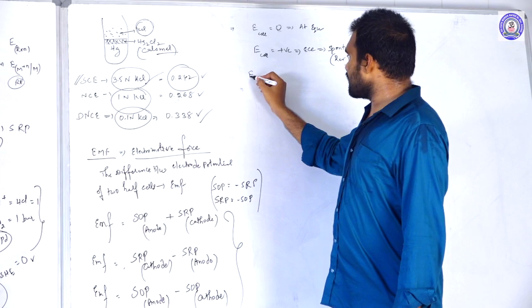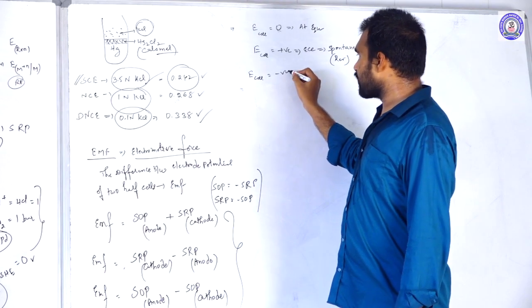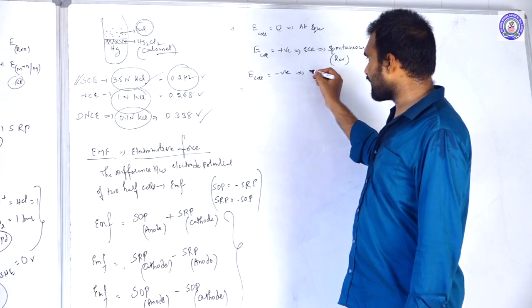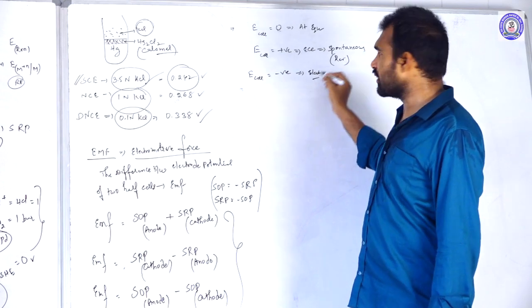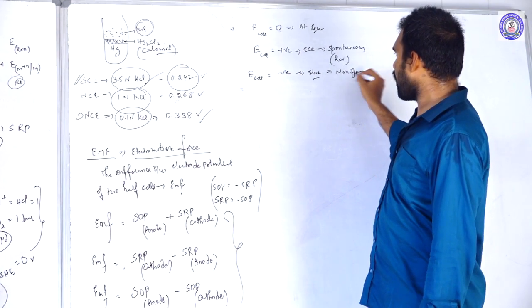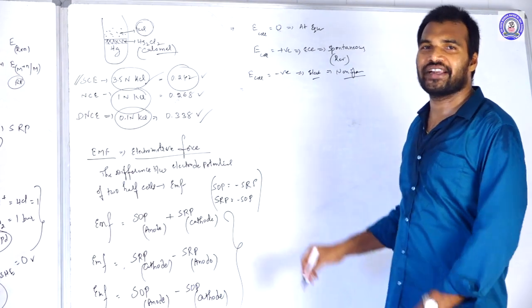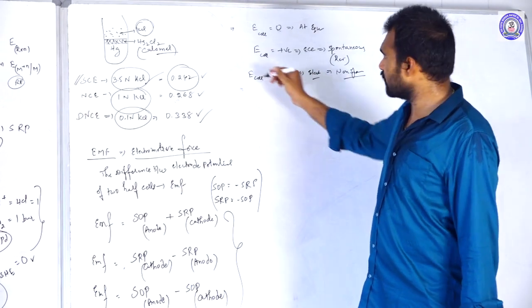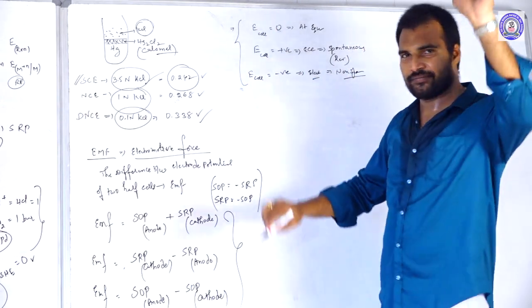Next one, if E cell is negative, then that process is what? It acts as an electrolytic cell. Why? Because if E cell is negative, that is non-spontaneous. Non-spontaneous is by electrolytic cell. Clear? This is irreversible. So based upon the E values, we can decide.